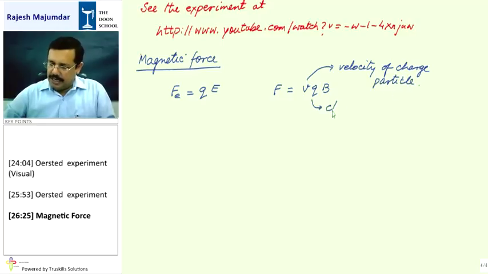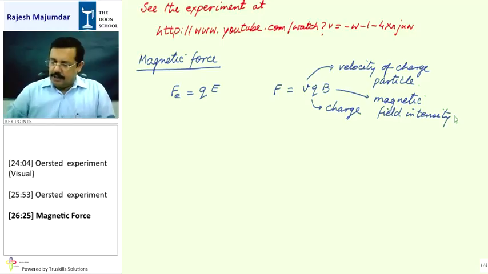Q is the charge itself, and B is magnetic field intensity. Now, this equation will tell you very interesting aspects of magnetic force. This is called FB. B is the letter which is used for magnetic field. Very strangely, it should have been M, but interestingly it is written as B.